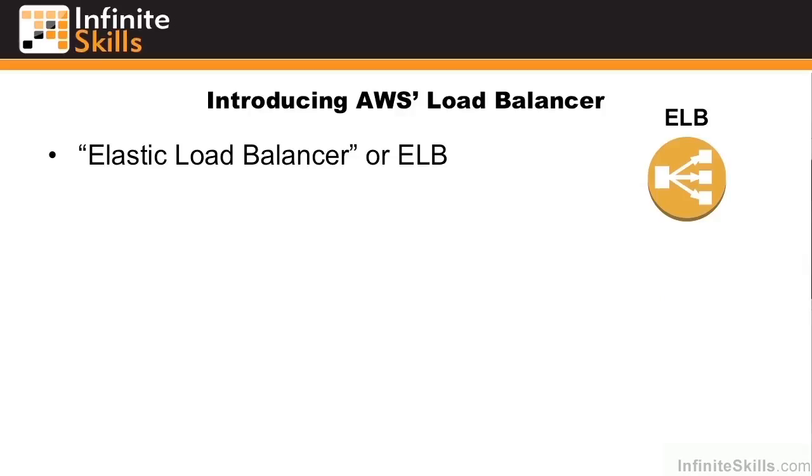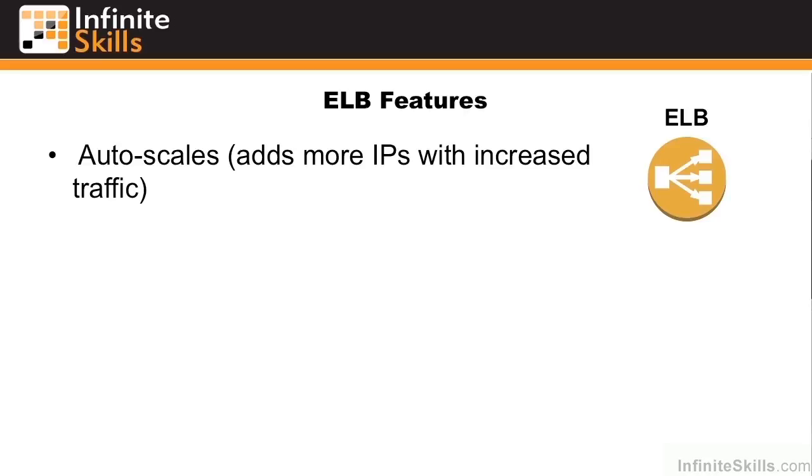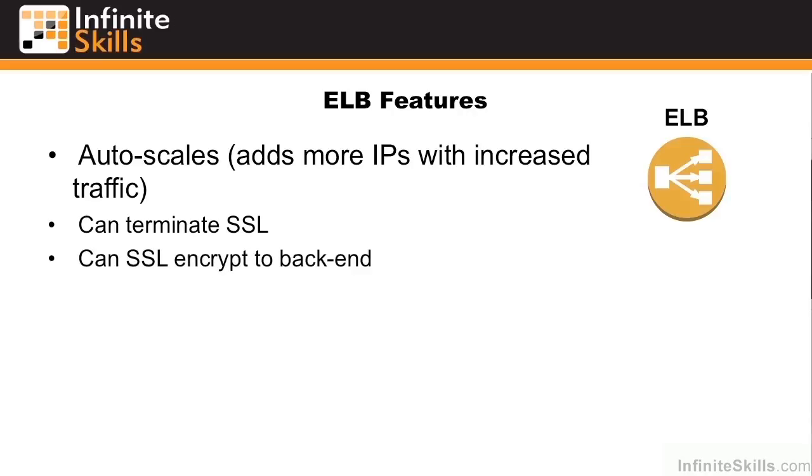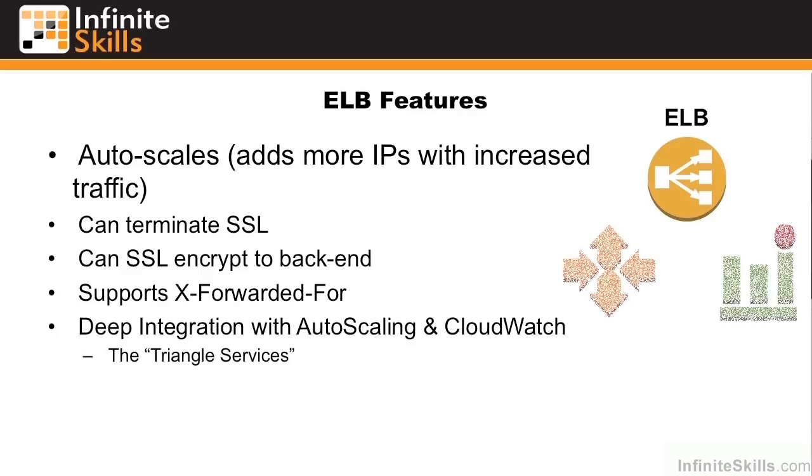Amazon's load balancer is called an elastic load balancer, or ELB. It's very simple, very scalable, very easy to use, and it integrates tightly with the auto-scaling groups. It auto-scales by adding more IPs behind a DNS endpoint. It can terminate SSL for secure web connections, and it can encrypt SSL to back-end machines. It supports X-Forwarded-For so that user IPs can be passed through to the web servers, and it has deep integration with autoscaling and CloudWatch, which are also known as the triangle services.